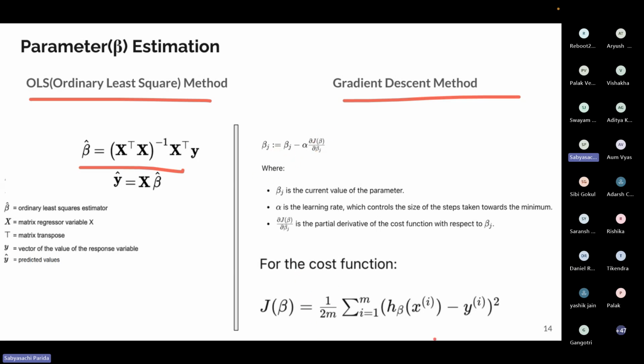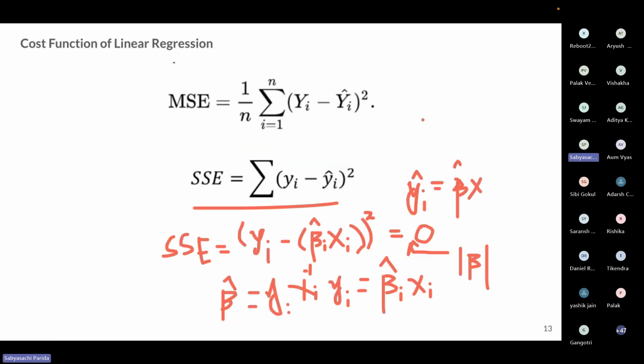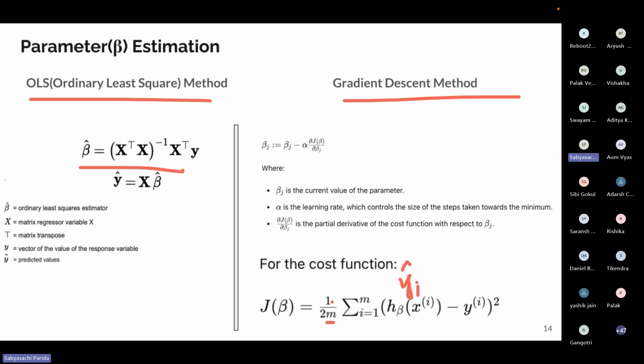So the loss function is this, right? The mean squared error, if you see the function. So h beta of xi is nothing but y cap, yi cap, and this is yi, where m is the number of samples that I have. You guys remember, right? This is the mean square error I have. So this is the particular cost function.